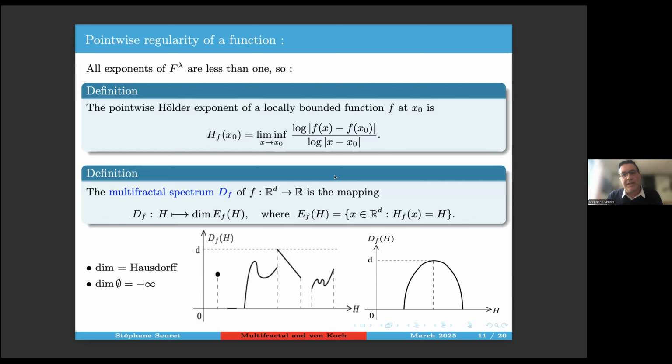Okay, and so before going further, I need to introduce some notations and some definitions. And Hena, don't hesitate to stop me because I don't have the time. Okay, I don't see the time.